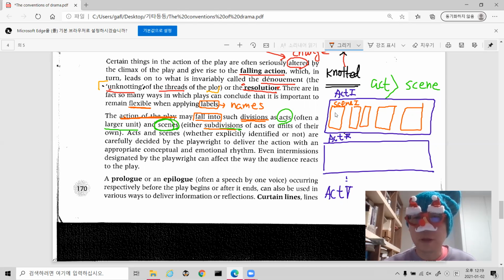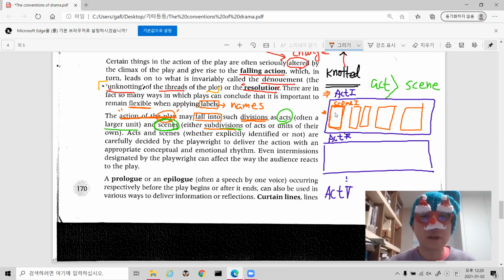Sometimes the scene itself is another unit, right? And smaller than the act. So that's what it means. The play consists of different acts and different scenes. An act is a larger unit than the scene. I hope it makes sense.